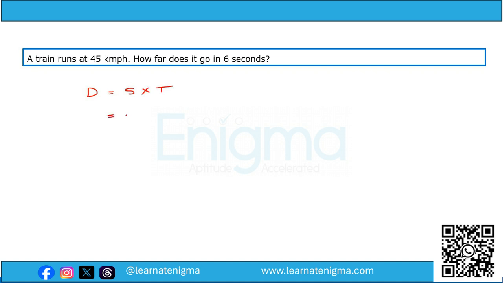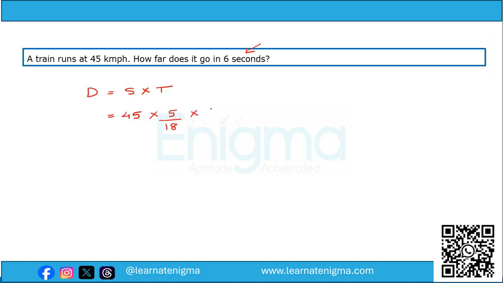Now, speed here is given to us as 45 kilometers per hour, but the time is in seconds. So we'll have to convert this 45 into meters per second. So we'll multiply it by 5 by 18.